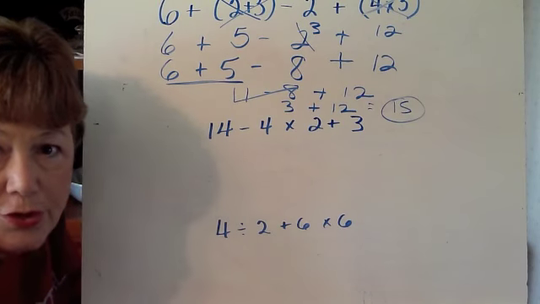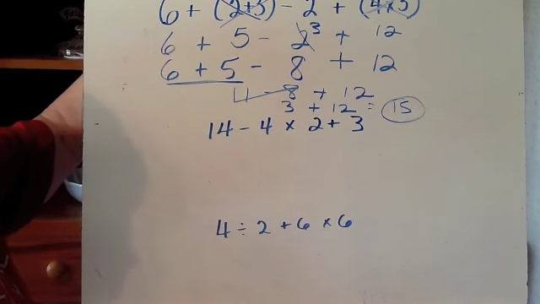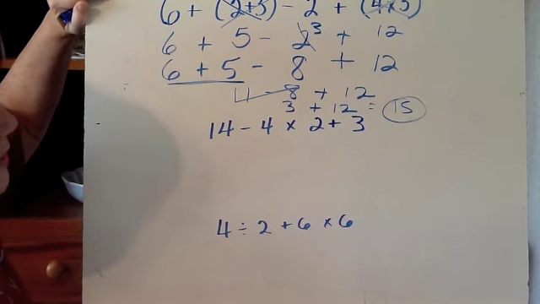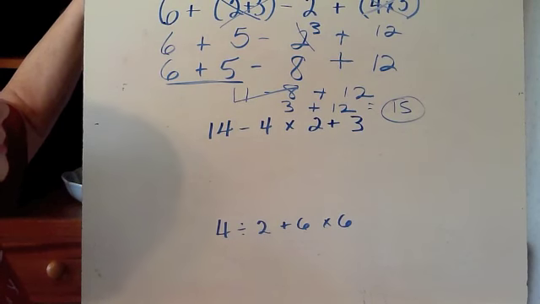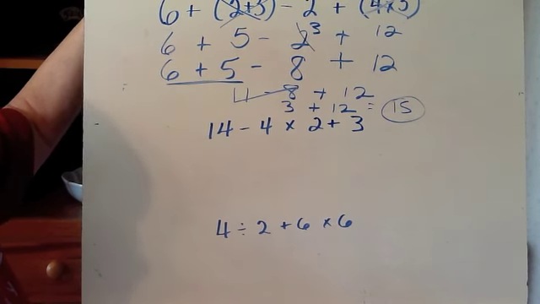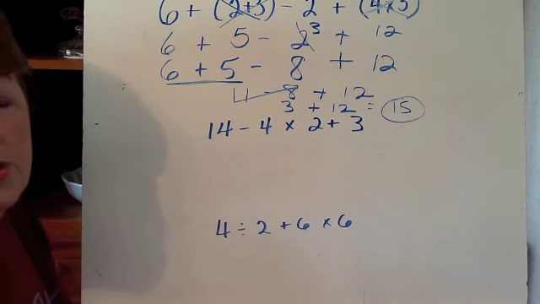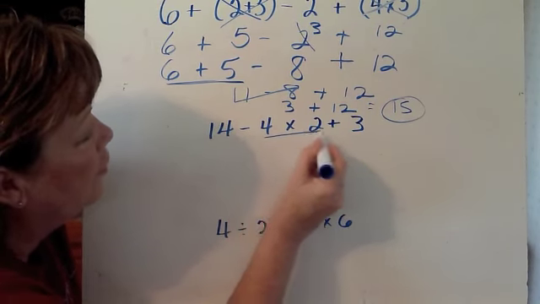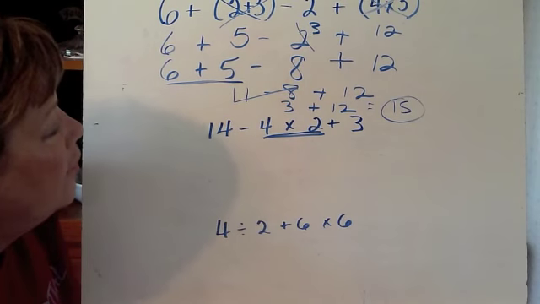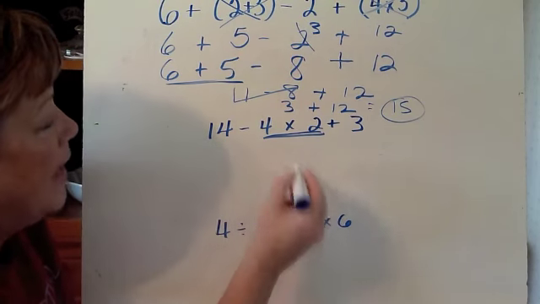What shall we do first? Oh, I'm going to look up and think, what is in here? Are there any parentheses? No. Are there any exponents? No. Is there any multiplying or dividing? Yeah. So that's what I'm going to do first. Is there more than one? No. So this is what I'm going to do first. I'm going to multiply 4 times 2. And I'm going to get 8.